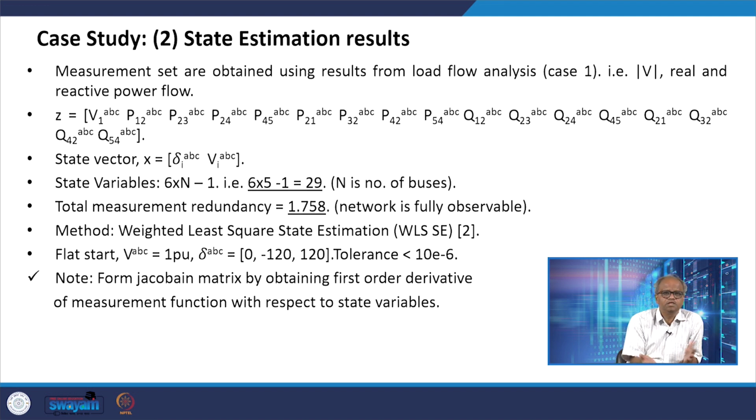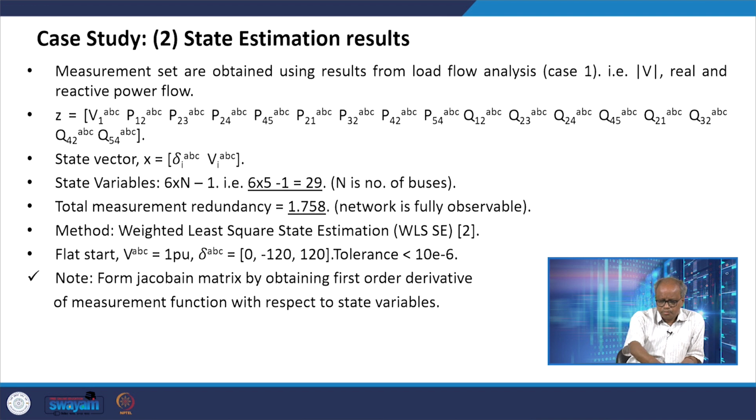So P1 to ABC is nothing but P1 to A, P1 to B, P1 to C, right. Similarly we have calculated the values of P23A, P23B, P23C and so forth. These are all our measurement vectors, and my state vector is delta, I ABC, V1, IBC, right. Please note that there are 5 buses, so n is 5, and my state variables are 6 into n minus 1, that is 6 into 5 minus 1, that is 29. N is the number of buses.